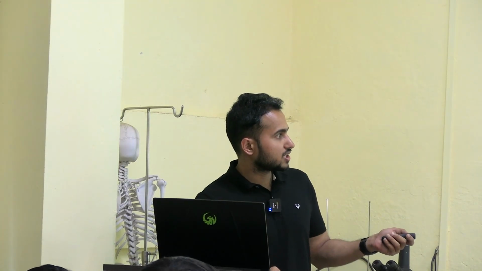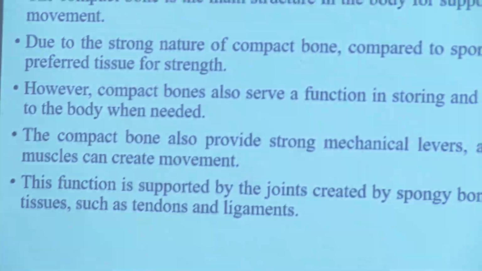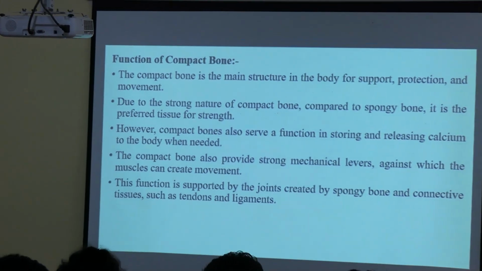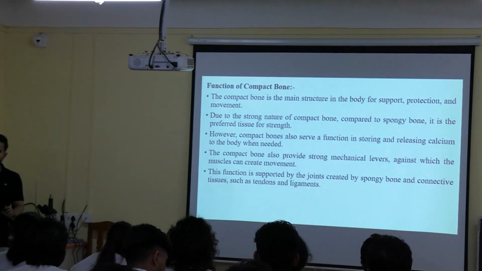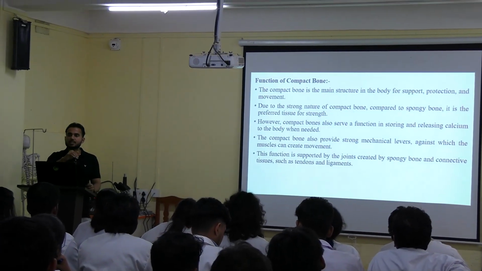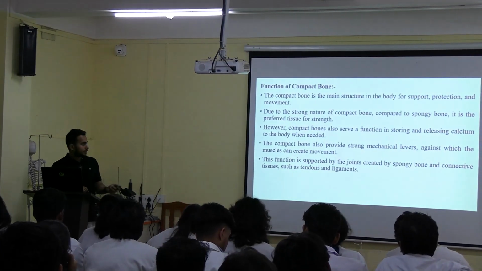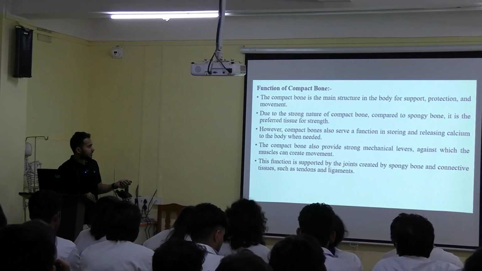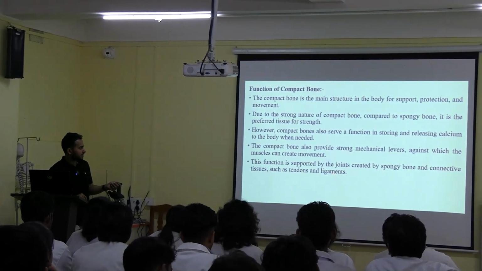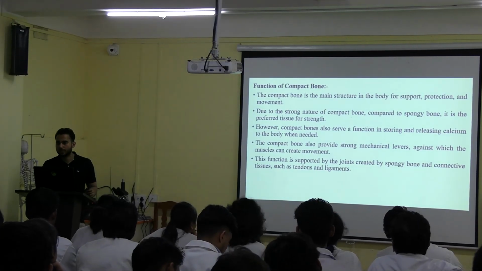It also provides strong mechanical levers against which the muscles can create movement. I hope you have studied muscle origin and insertion. When a muscle is inserted, which part of the bone is it inserted into? That is the compact bone, not the spongy bone. Next, the joints, and connective tissues such as tendons, ligaments, etc., are also attached to the compact bone.